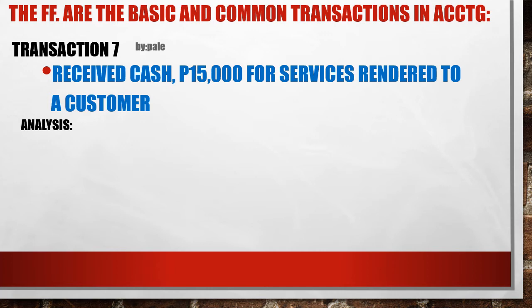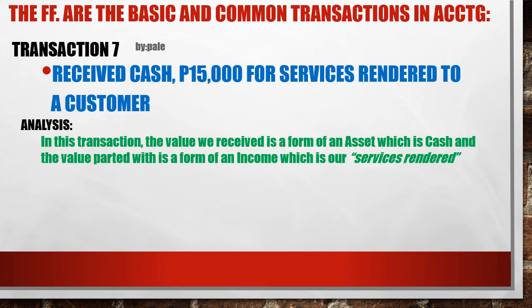Why? Can we lend out our services on credit? But service income is not the account title that we have received. It's cash or a receivable account. What did we forgo? Services. In what form? That is our service income. Why? It's our services rendered. What is the proper account title? Service income. That's why I said you must be familiar with the account titles so that you will not be confused. So debit cash, 15,000. Credit service income for the services that we have rendered, 15,000.